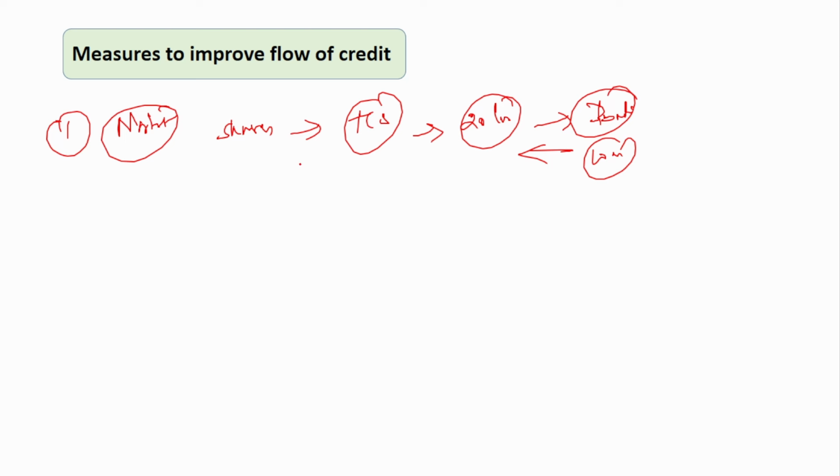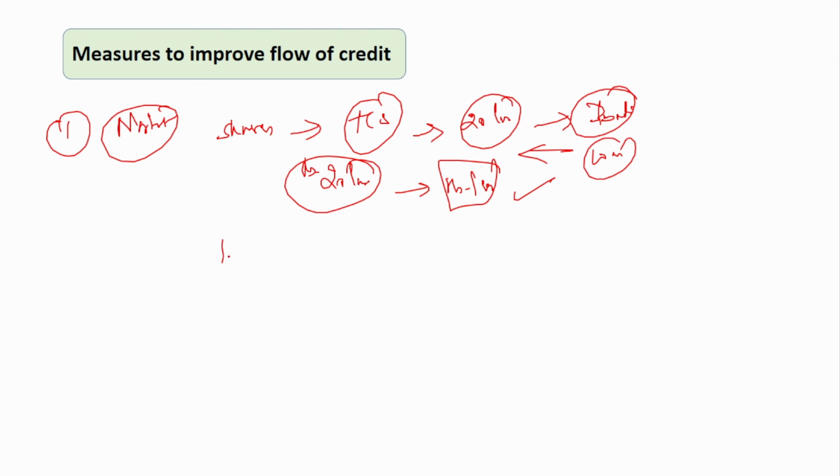Previously, the limit was 20 lakhs. Say suppose you have 1 crore worth of shares, but the maximum amount that you can get under this loan against shares is just 20 lakhs. Now this has been increased to 1 crore. So the latest limit for loan against shares is 1 crore. Remember, the latest limit is very important, 1 crore.